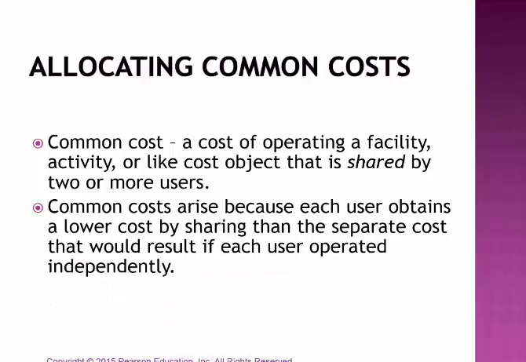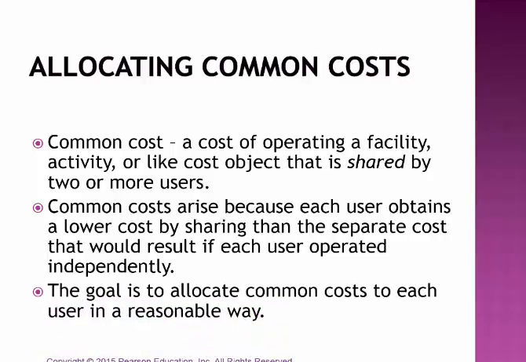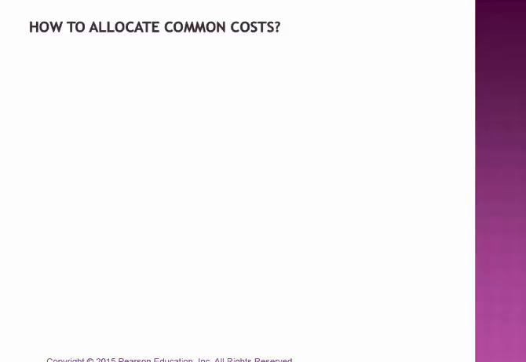Common costs arise because each user obtains a lower cost by sharing than they would if they had to pay it separately. Alright, so the separate cost that would result if each user operated independently. In other words, there's kind of like a discount there, and we want to make sure we get our share of the discount. So we need to come up with a way to divvy up this common cost among the different users. The goal in doing this is to allocate common costs to each user in a reasonable way. Alright, so how do we go about doing that?